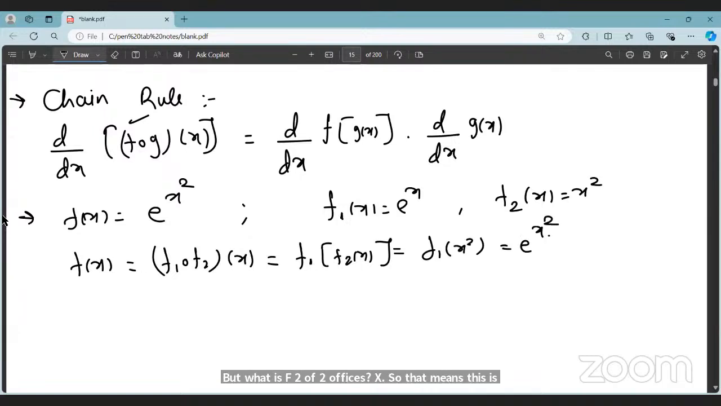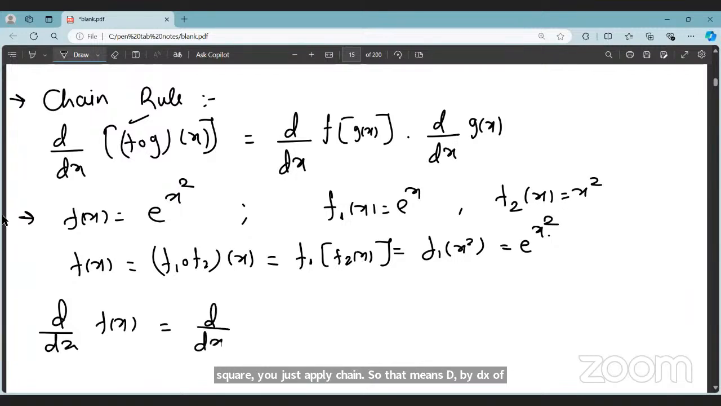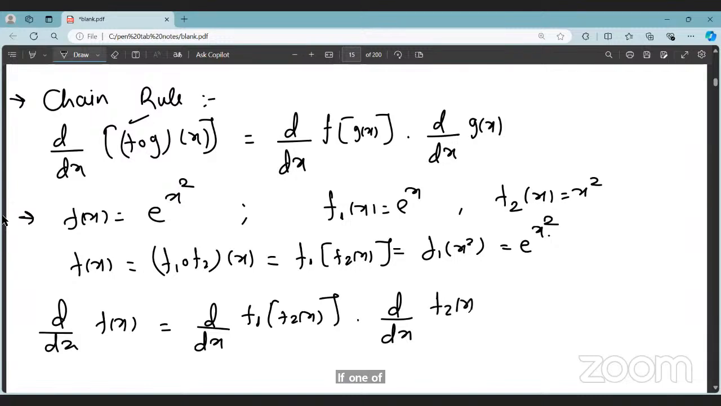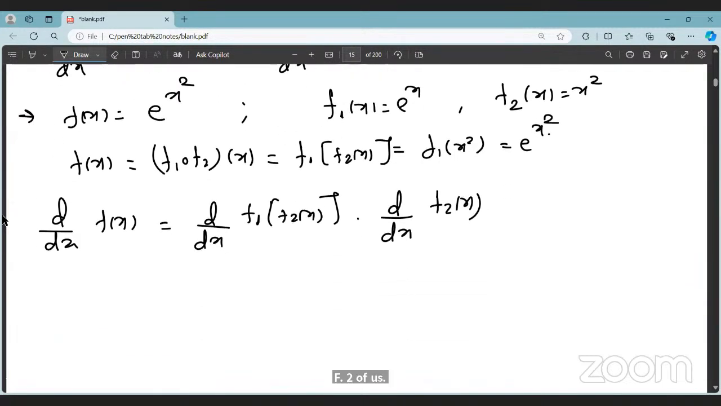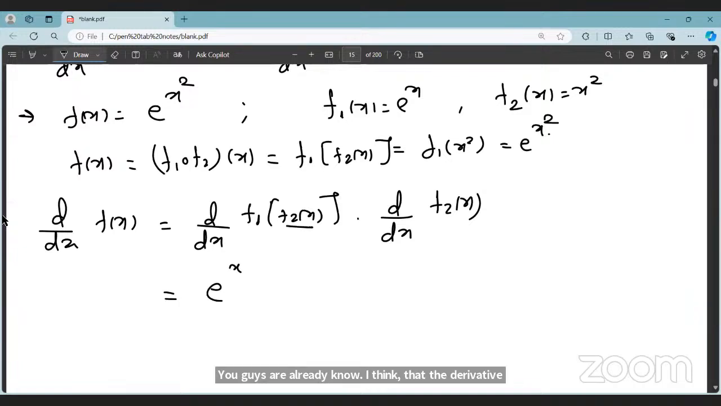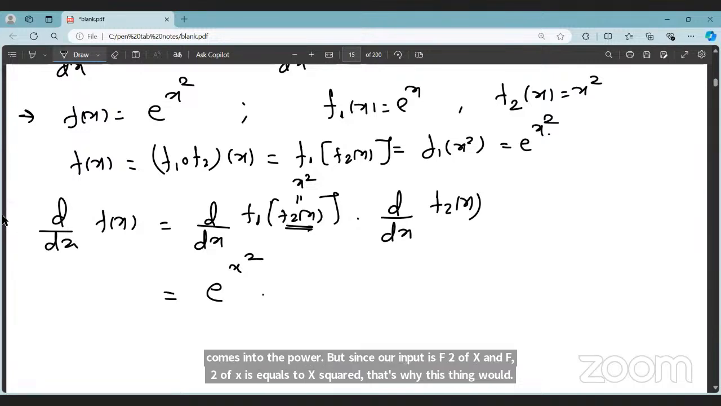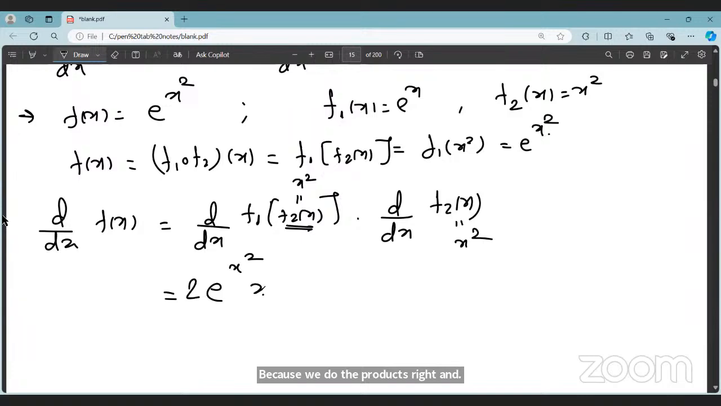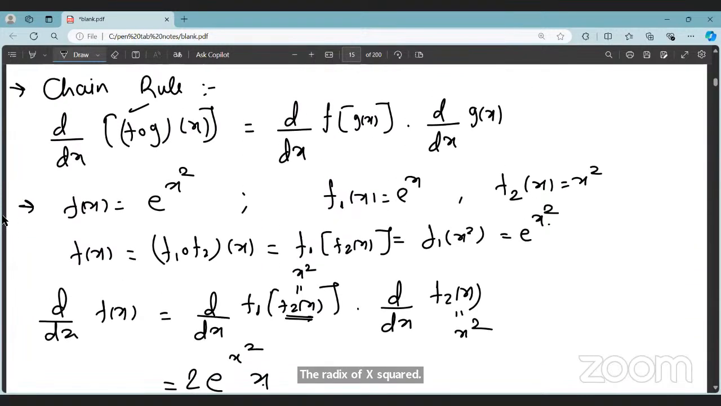So here, if you want to find the derivative of e to the power x square, you just apply the chain rule. That means d by dx of f(x) is nothing but d by dx of f1 of f2 of x. That means the input you have to take is f2 of x, into d by dx of f2 of x. You guys already know, I think, that the derivative of e to the power x is e to the power x only. That's why here it comes e to the power x. But since our input is f2 of x and f2 of x is equal to x square, this thing becomes e to the power x square, right? Into d by dx of x square, and this is nothing but 2x. So this is the chain rule.